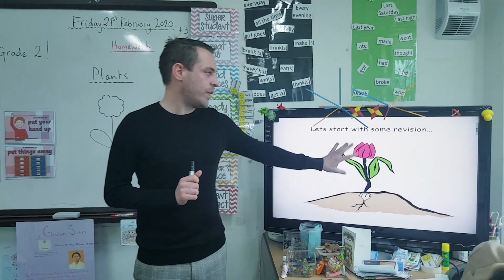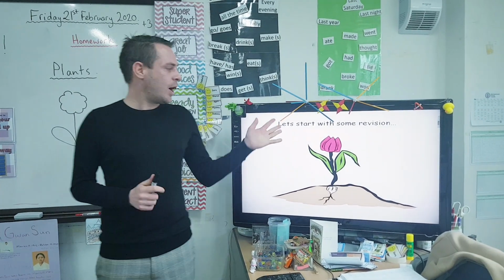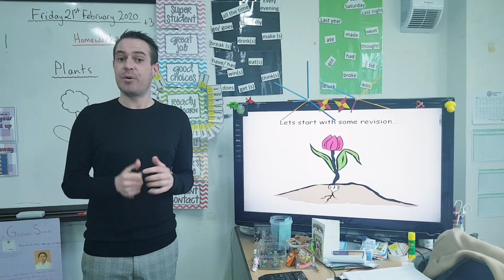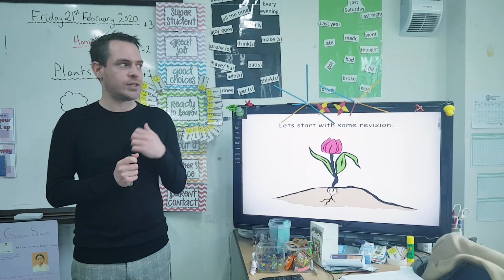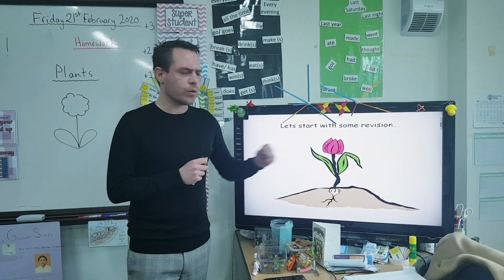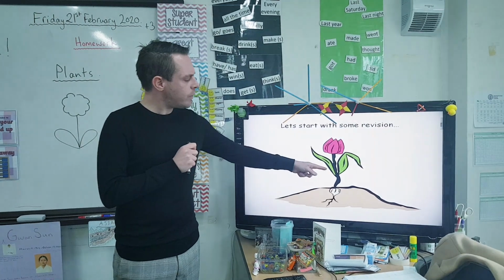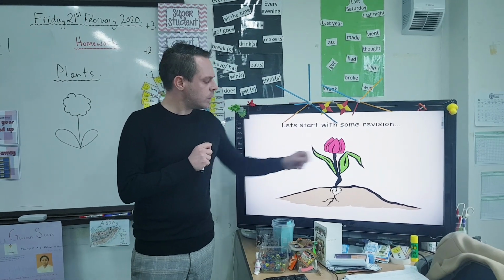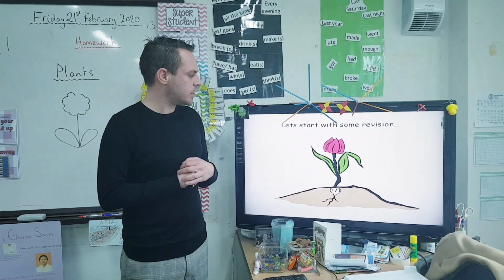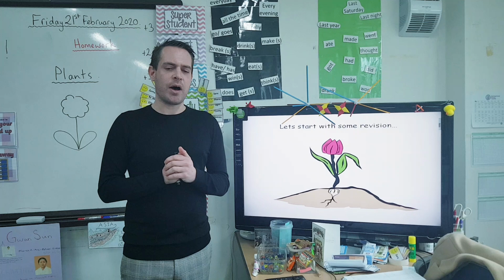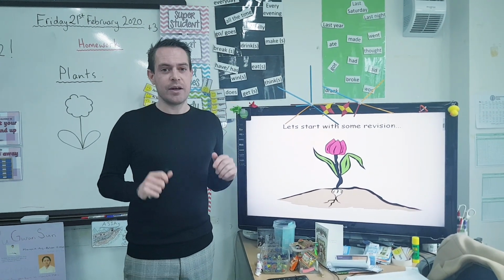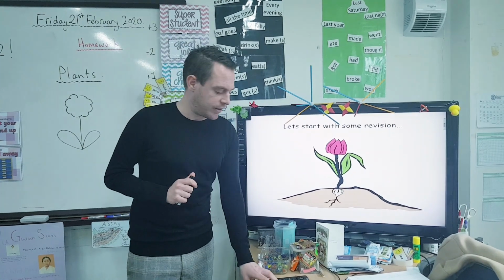So, first of all, here is our lovely plant. I wonder if we can start with some revision. That means remembering what you've been taught before to try and answer the question. I wonder, what's this part called? What are these parts called? What are these funny things down here that go into the ground? And what's this part? Well, if you're not already screaming at the video, then we'll have a look together.